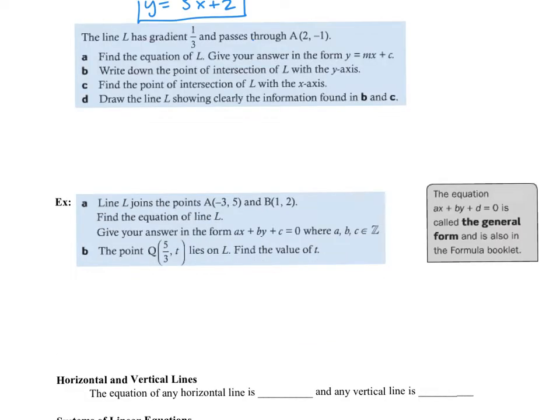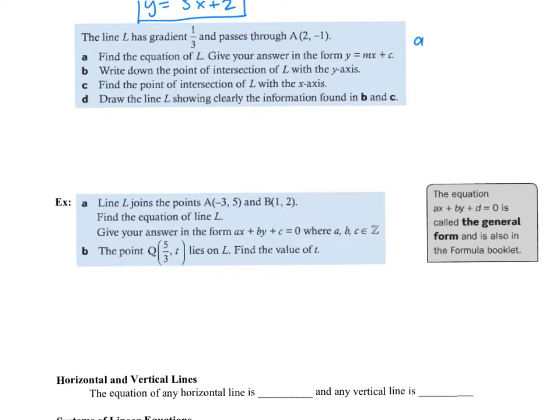The next example says the line L has gradient 1/3 and passes through the point A with coordinates 2, -1. So we're going to do all these steps. Let's start with letter A that says find the equation of L and give your answer in the form y equals mx plus c. So let's do what we did last time, and let's start.